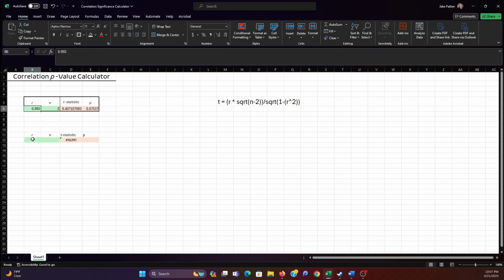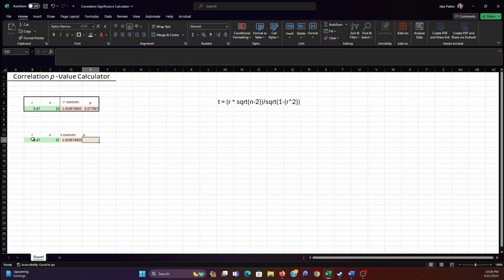Let's put the same numbers here. Correlation of, what sounds good, 0.47, and 15 observations. So if we enter 0.47 and 15 here, there we go, 1.919. Okay, we're halfway there. Pause this at any time if you need to look at that formula. Here is the formula. If you pause right now, you can see what I've done with cell dependencies. Also, that formula is on the screen.